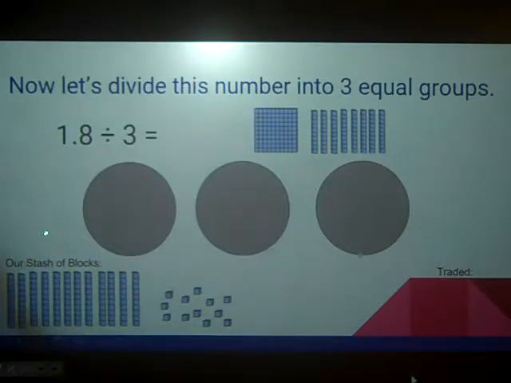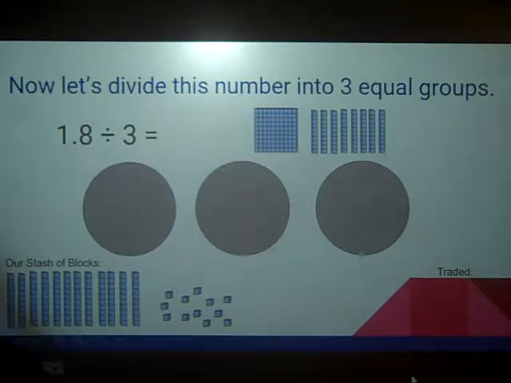Here we go again. I've got 1 and 8 tenths divided by 3. Now, look at this picture for a second. I can take these 8 tenths, and I can put 1, 2, 3, 4, 5, 6, 7, 8. They won't go evenly, will they? But what can I do to this 100 here? Yes, sir. You can split it up. Into what? Into tenths. Okay, so if I did that, how many tenths will I have, guys? 18 tenths. Can I divide 18 equally by 3? Yes.